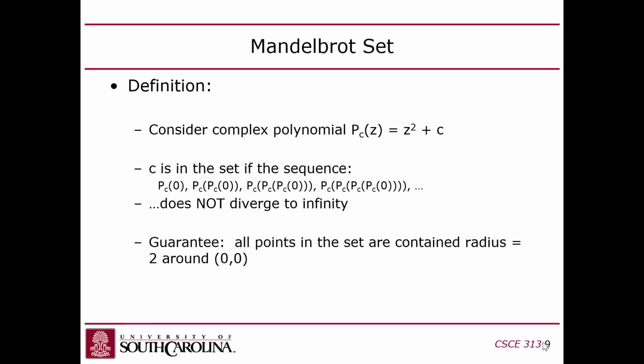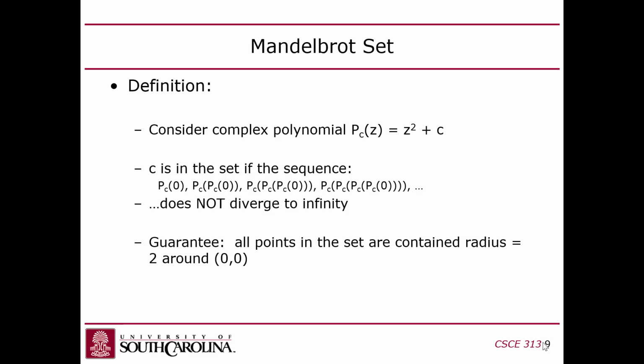So it looks like this. It's p sub c of 0, then p sub c of p sub c of 0, then p sub c of p sub c of p sub c of 0, and so on. If you were to write this out as a sequence, you get a sequence of numbers, imaginary numbers. You guys with me? When it says it does not diverge in infinity, that means it's going to have a limit. Well, yeah, I'm getting to that.